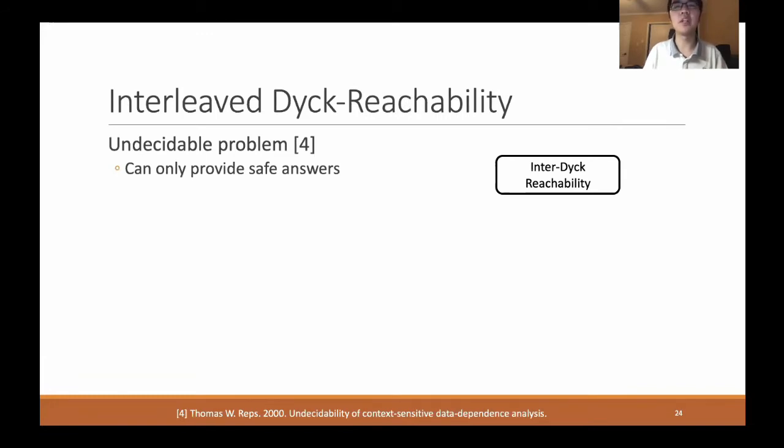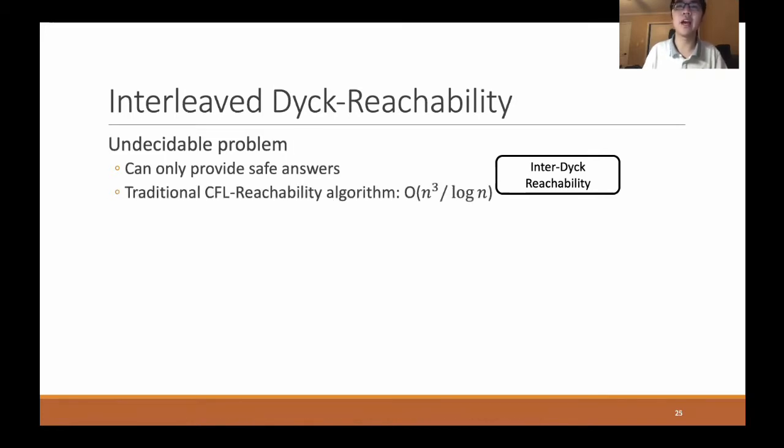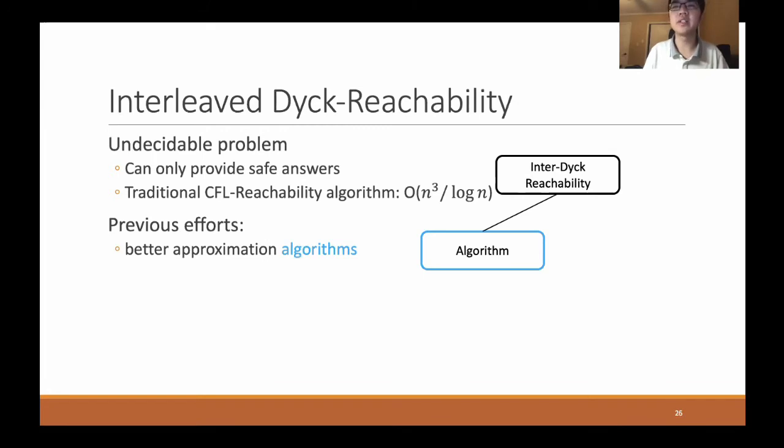However, the InterDyck reachability problem is undecidable. In practice, one can only use an approximation algorithm to provide a safe solution. The traditional approach for InterDyck reachability is to use a context-free language to over-approximate the InterDyck language and compute its reachability on graphs. The context-free language reachability algorithms almost have cubic time complexity, and they do not scale well in practice. To make InterDyck reachability scalable, many previous efforts focus on proposing better approximation algorithms.